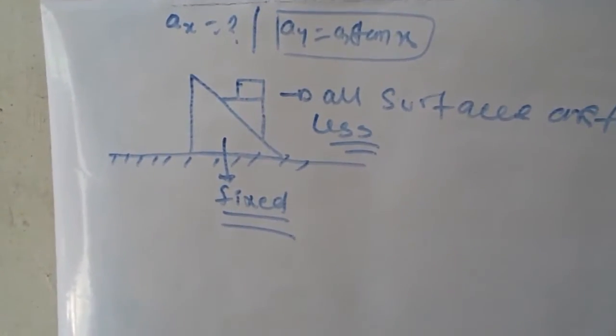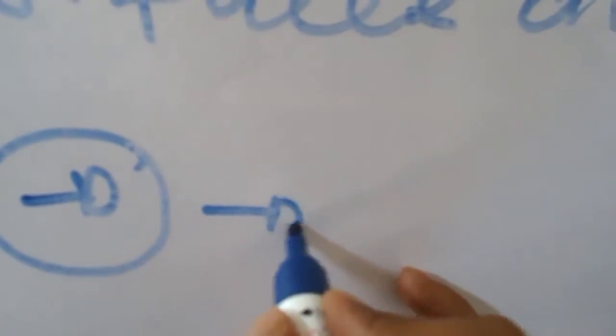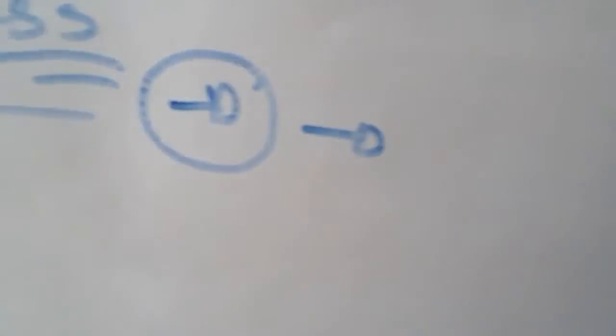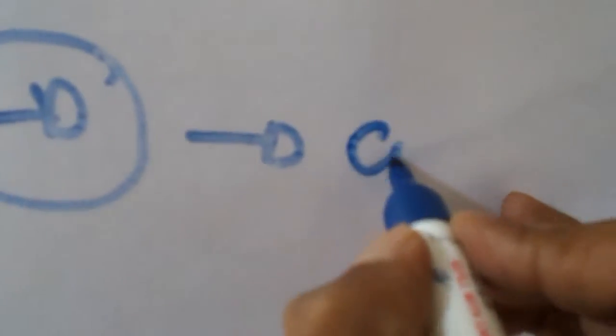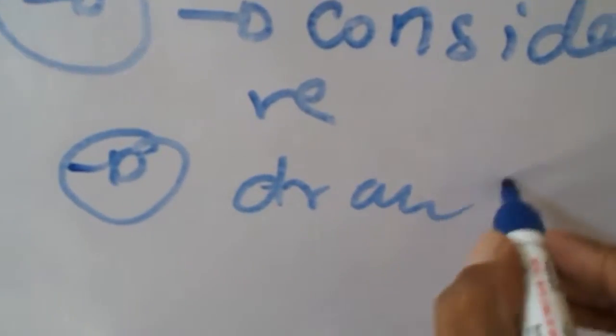So the first step is, there are two fundamental steps, and it depends upon you what you want to do first. First is to consider the acceleration relationship between the bodies, and second is to draw the free body diagram. So these two are fundamental steps for any question, and it depends upon you what you want to do first.